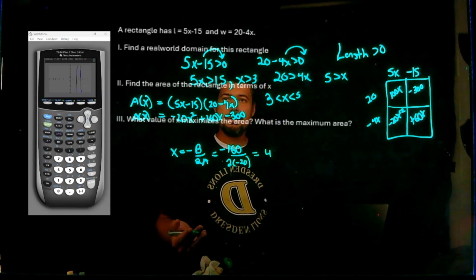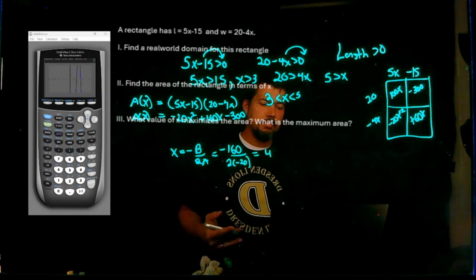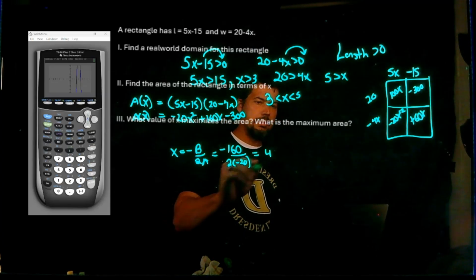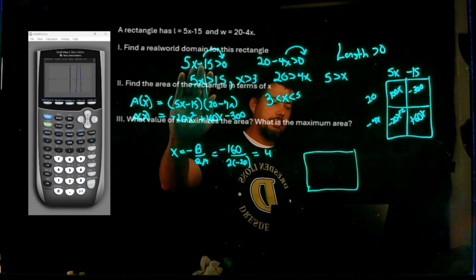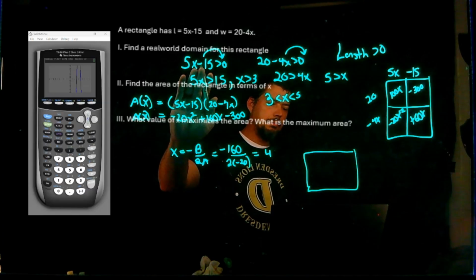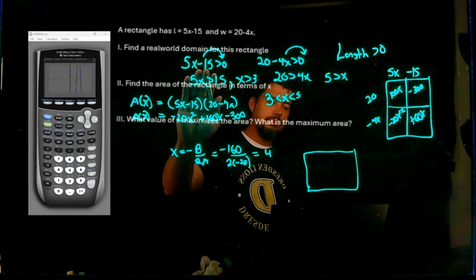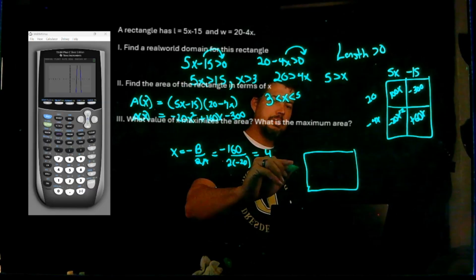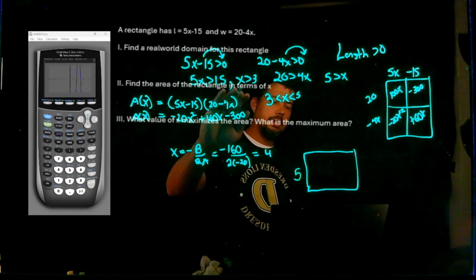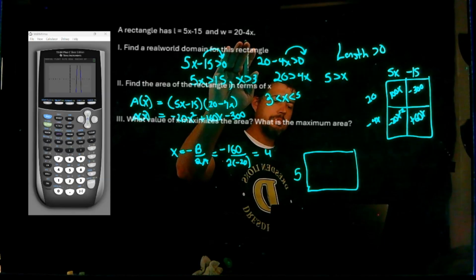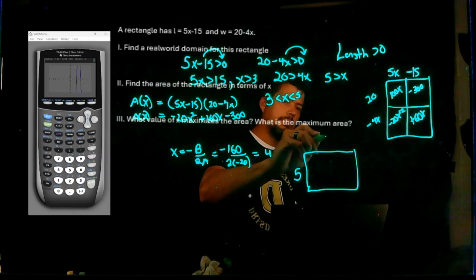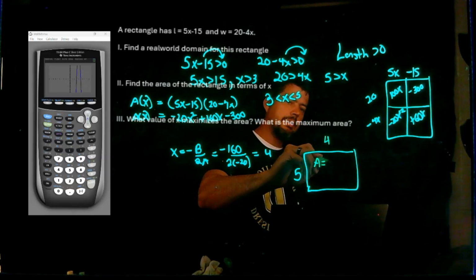What is the maximum area? Well, you can find the maximum area by plugging it in. And let's just draw the darn thing and just plug in numbers. 5 times 4 minus 15 is 5, right? 5 times 4 is 20, minus 15 is 5. 20 minus 4 times 4: 4 times 4 is 16. 20 minus 16 is 4. So this tells me that the area is 5 times 4, which is 20.